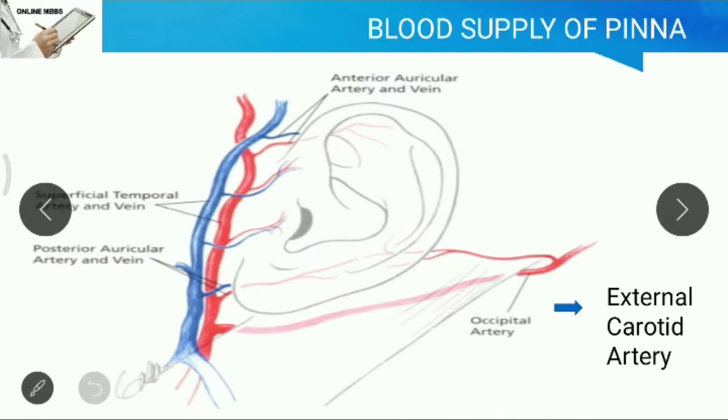Blood supply of the pinna is by the anterior auricular artery and vein, superficial temporal artery and vein, posterior auricular artery and vein, and the occipital artery.